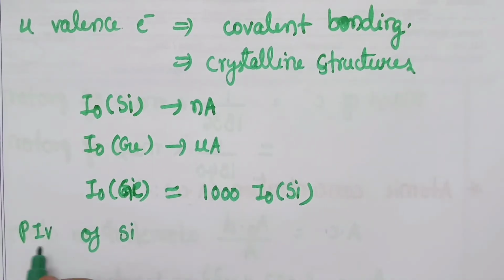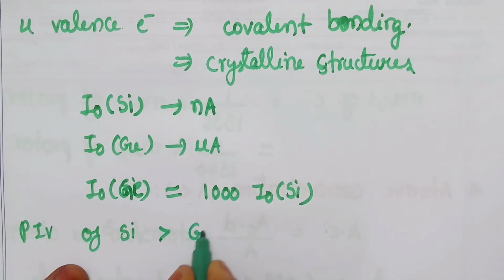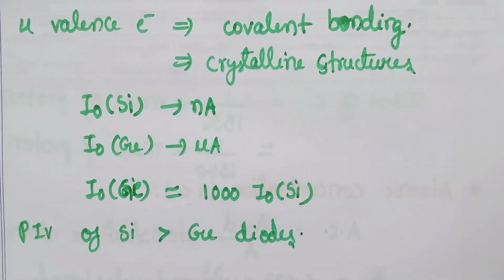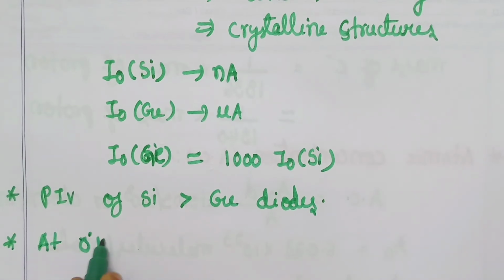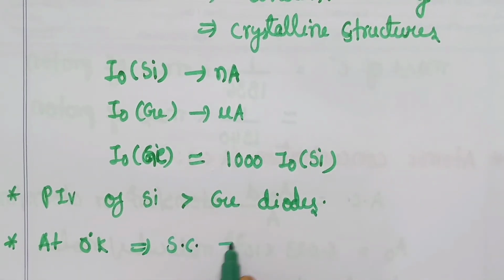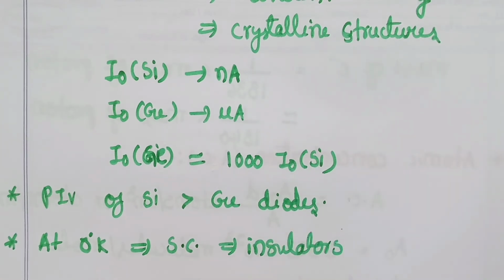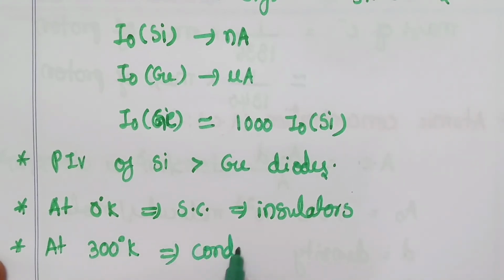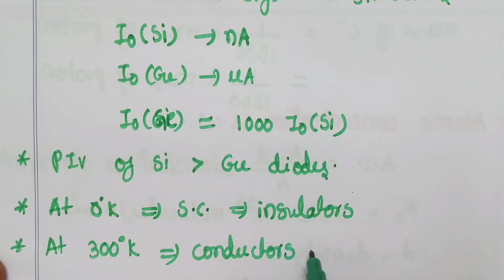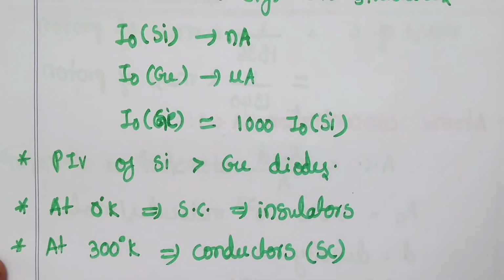As well as the peak inverse voltage of silicon is greater than germanium diodes. So this is also one of the advantages of silicon when compared to germanium. At 0 degree Kelvin, semiconductors act like insulators, which means there is no electrical conduction, and at room temperature, that means 300 degree Kelvin, there is conduction taking place, so semiconductors act more like conductors.